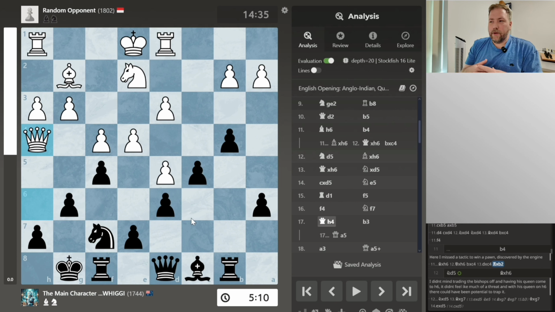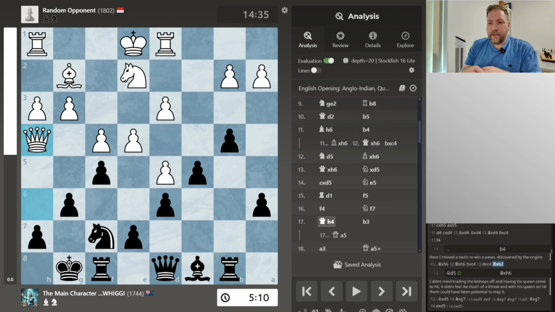So again, I could put in my notes, missed a potential discovered check tactic that I could have used, which also was attacking a pawn. So maybe slow down a little bit and find those little ideas.